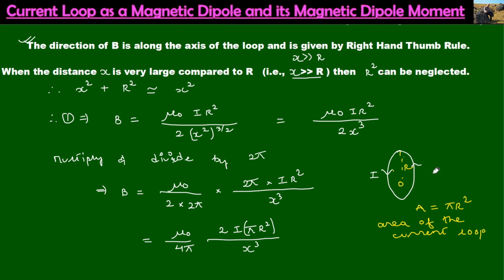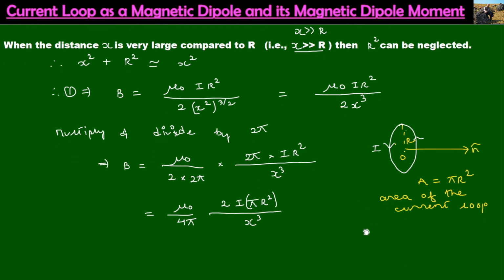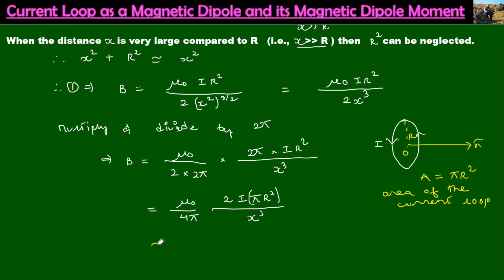So vectorially, even if you want to represent the direction of n cap, the magnetic moment will come from there. So from here we have this expression. That means we can write it in this form.